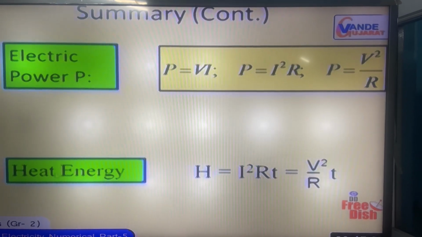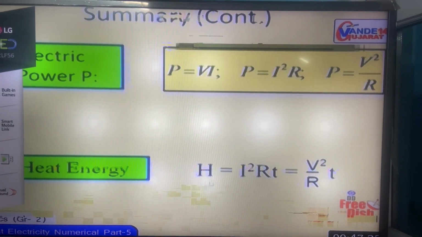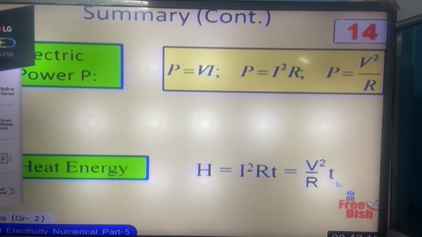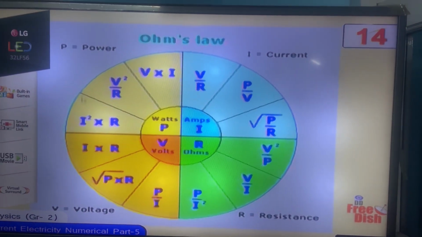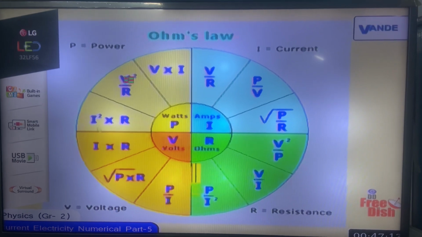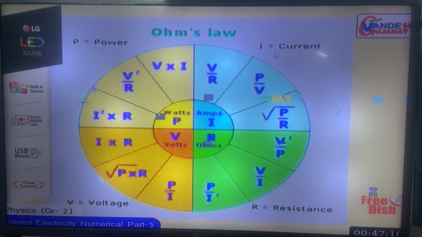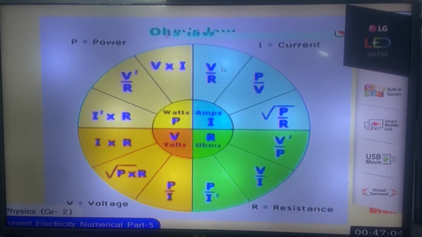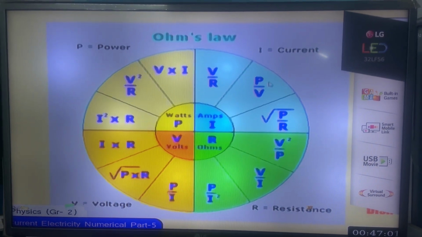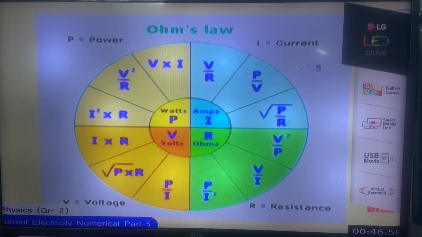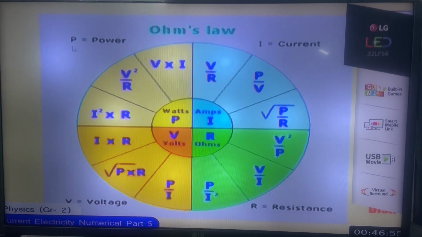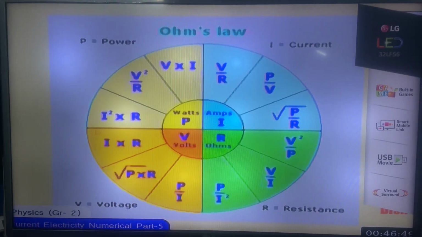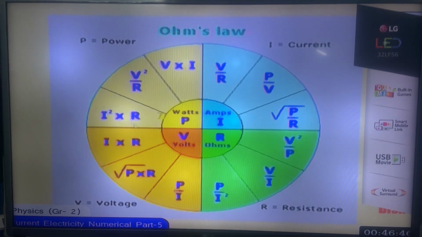Now, we also have a formula for heat energy, that is H equals I square RT, or V square upon R into T. For Ohm's law, we can use this one also. If we want to know the value of current I, then I can utilize I is equal to V upon R, or P upon V, or square root of P upon R. Similarly, to get the value of power, I can utilize these three formulas: V into I, or V square upon R, or I square into R. That is measured in watts.